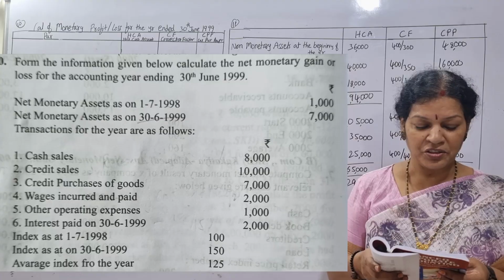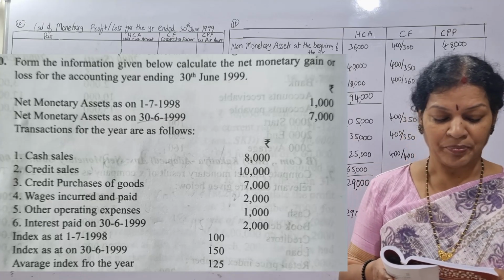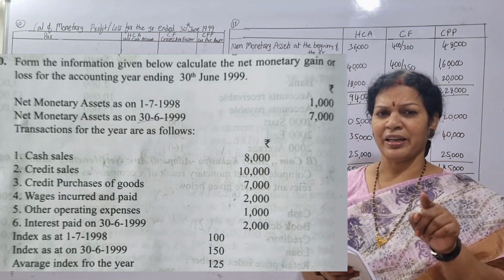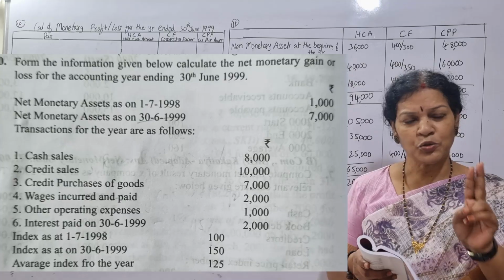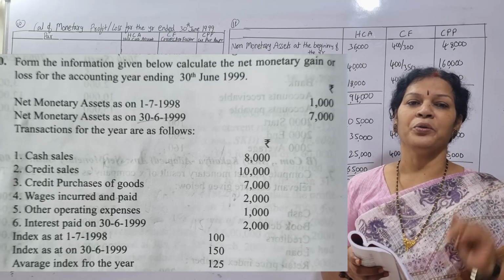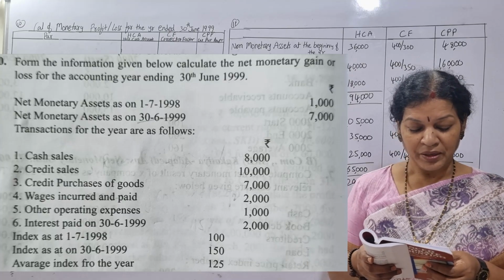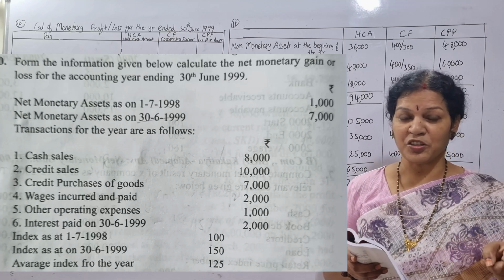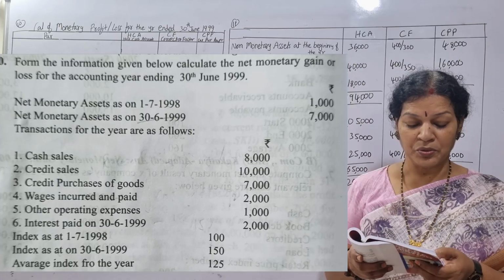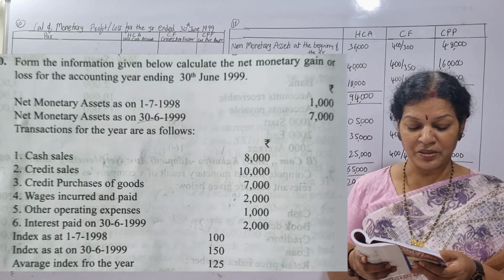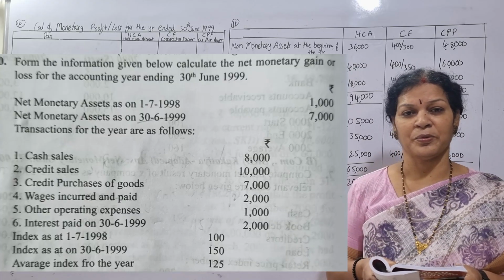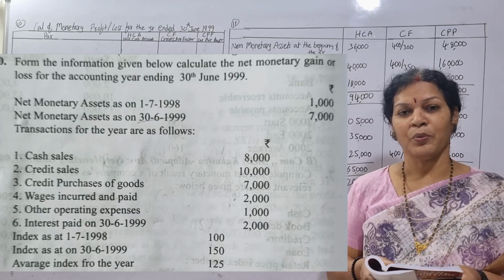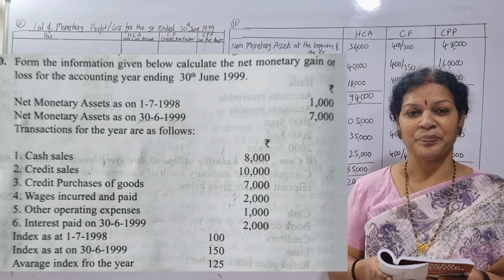Now what are the transactions given? First one is cash sales, second one is credit sales. Whether cash sales or credit sales, this is an income. So these two items together we are going to add. Next, credit purchases. Purchasing means expenses. Credit purchases, wages, other operating expenses, interest paid, all these things are expenses. So all the expenses we are going to deduct.